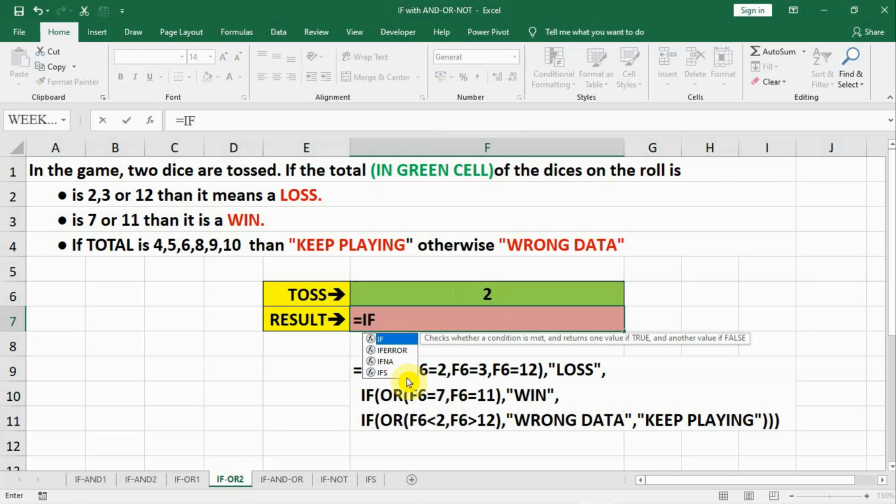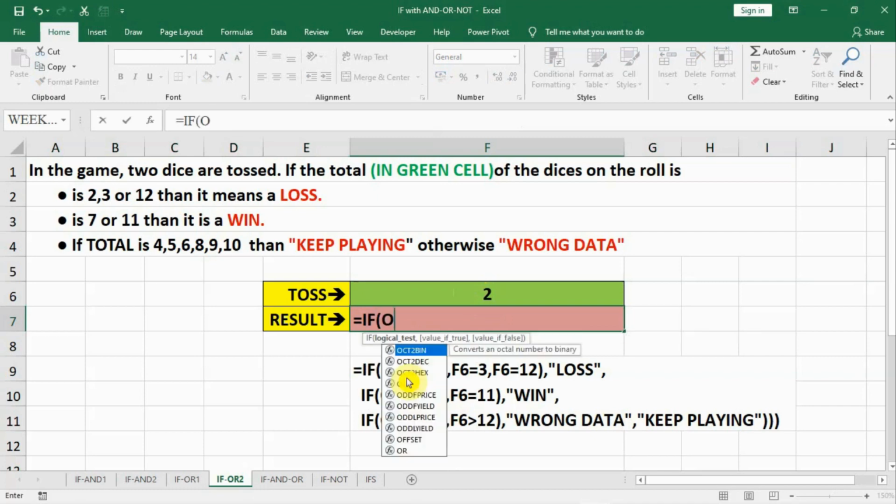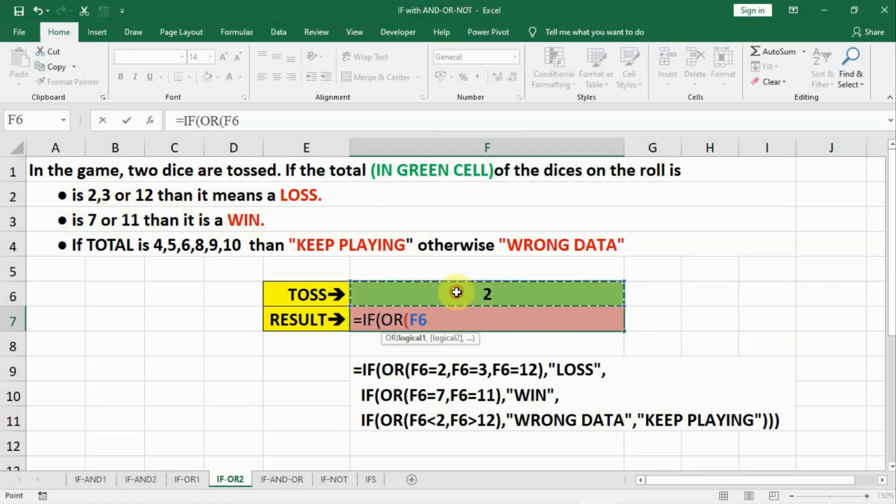First is if, then we'll write or. First or, bracket open, and we have to check for 2, 3 and 12. So we check whether our cell, F6, shall be equal to 2 comma, F6 shall be equal to 3 comma, or F6 shall be equal to 12. If any of these is true, it means a loss. So we put a comma and inverted commas, loss, and close the inverted commas.